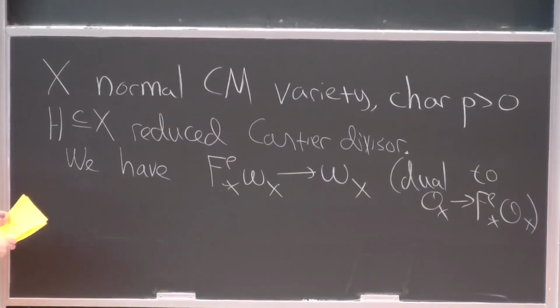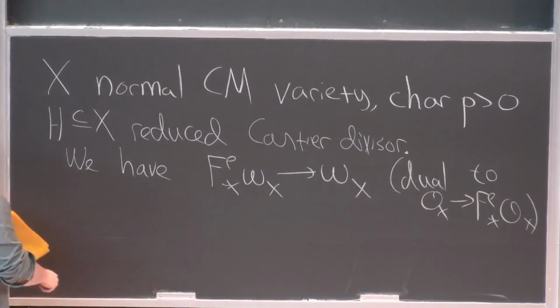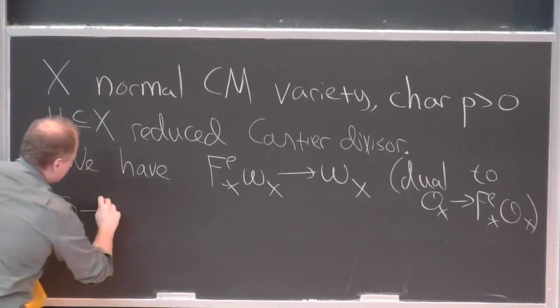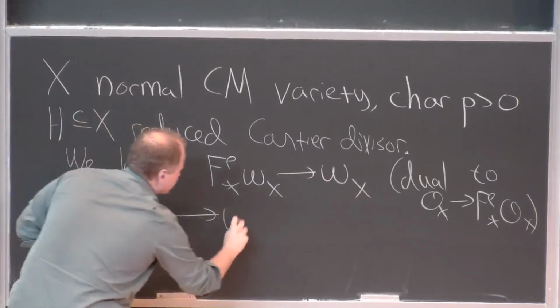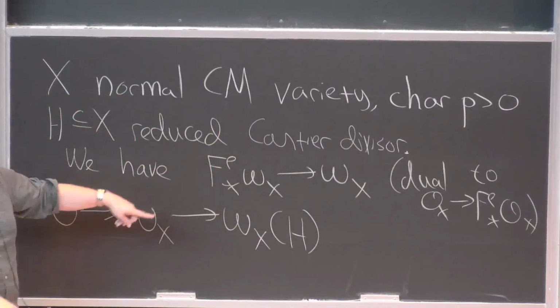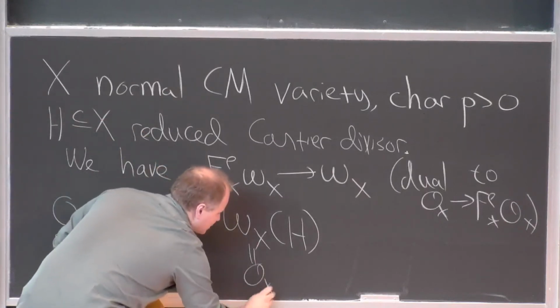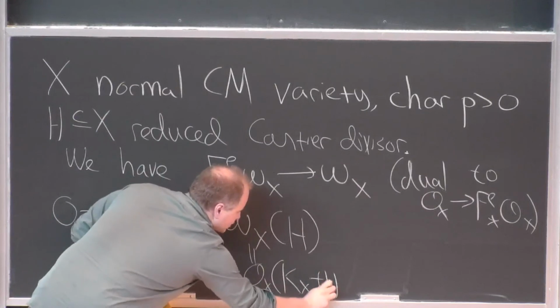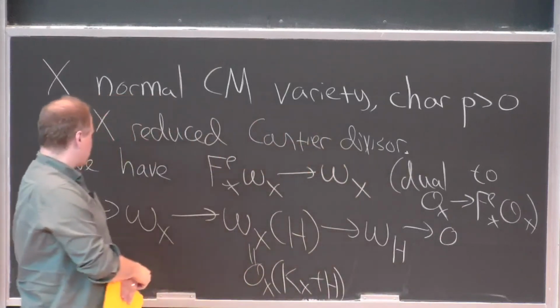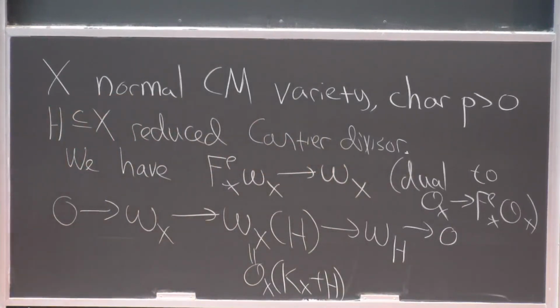Finally, just in this context here, we actually have a short exact sequence: 0 to omega_X twisted by H. And you could write this again, if you'd like, more divisorially, as O_X(K_X + H). And this maps to omega_H, and that maps to 0. So we have a short exact sequence. We sort of implicitly used this sequence in our Seshadri constant argument last time, but I just want to remind you that we have all this material in front of us.